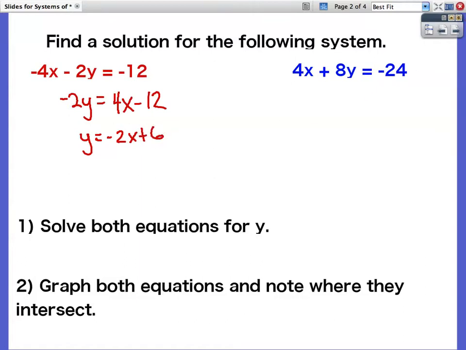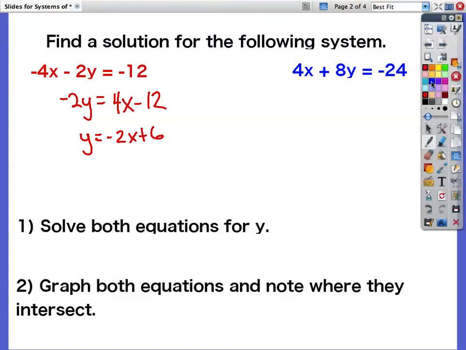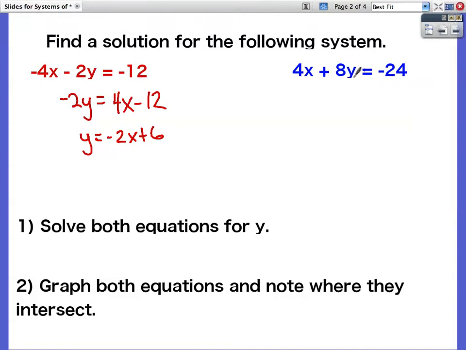Okay? And I'm going to do the same thing over here in blue. So I'm solving both equations for y right now. So 8y equals a negative 4x minus 24. Got to divide everything by 8. So y equals a negative 1/2 x minus 3.